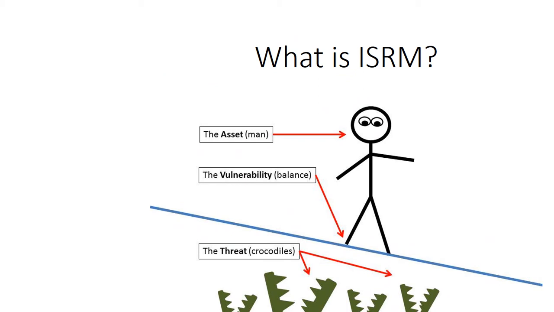I will try to explain the concept in a very simple manner. That's why I have a very simple diagram here. You can see that there is a man standing on a rope, and the rope is passing over a water body, and the water body also contains some crocodiles, right?